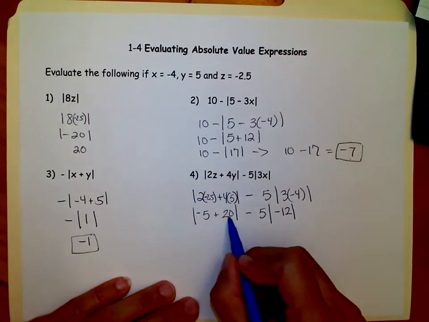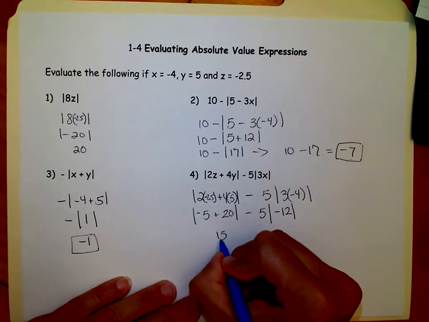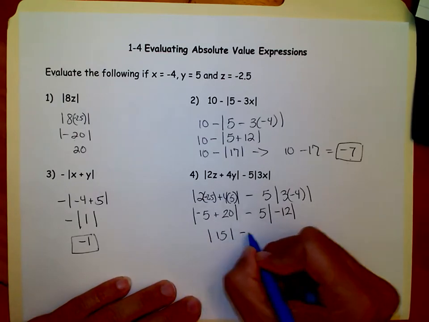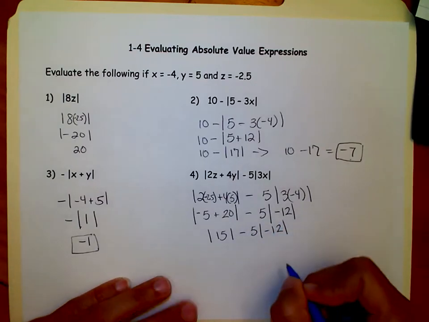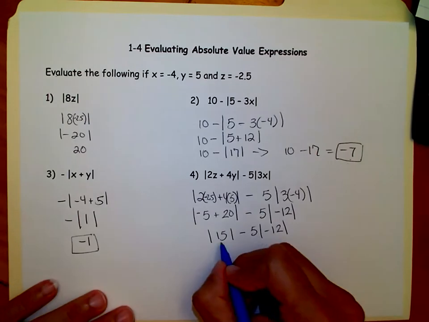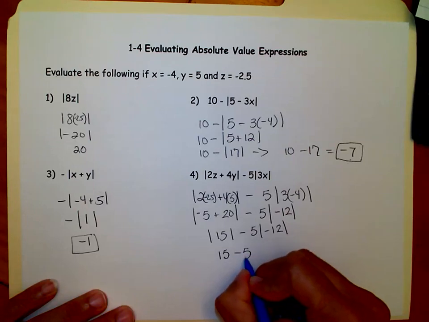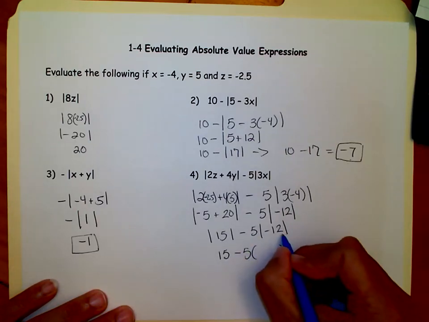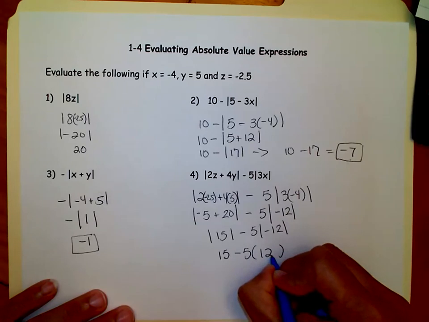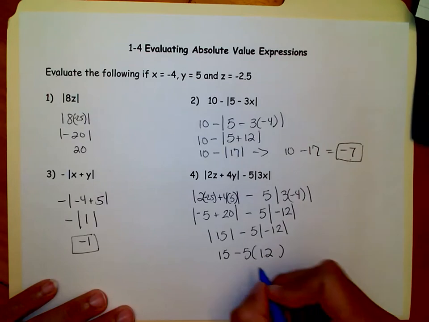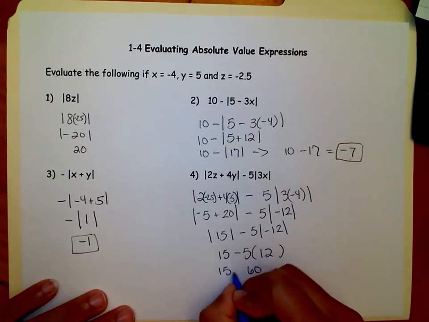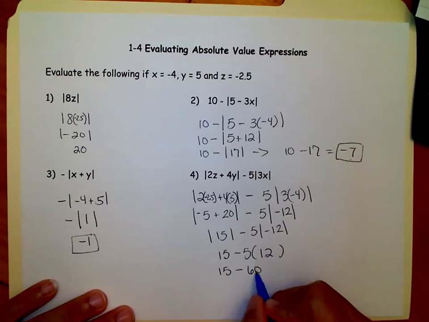And now I want to simplify what's inside, which I get a 15 here. So the absolute value of 15. And I'll just rewrite this and we'll do another step. Okay, so now I'm going to find the absolute value. The absolute value of 15, or how far 15 is away from 0, is 15. And how far is -12 away from 0, or the absolute value of -12, is 12. 5 times 12 is 60. So now I have 15 minus 60, which is a -45.